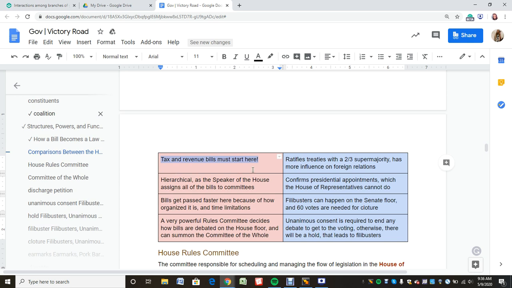Additionally, it's very hierarchical because you have the Speaker of the House assigning bills to committees. It's heavily influenced by the majority party then. But things get done faster because of this organization and the time limits that the Rules Committee sets. And so, as we can see, there is a powerful Rules Committee that decides how the bills will be debated and can summon the Committee of the Whole.